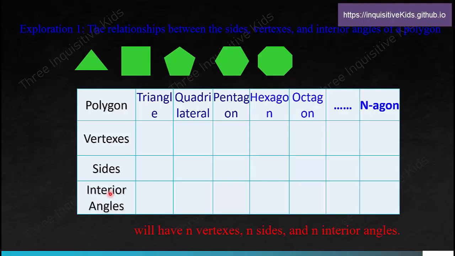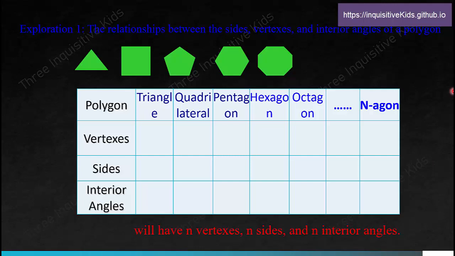Exploration 1: the relationship between the sides, vertices, and the interior angles of a polygon. Right here, we have a table, and as you can see, there are 5 shapes shown. What we're going to do is fill in the values of this table together. Up here is the name of the polygon: triangle, quadrilateral, pentagon, hexagon, octagon. You don't have to care about these 2 parts right now.